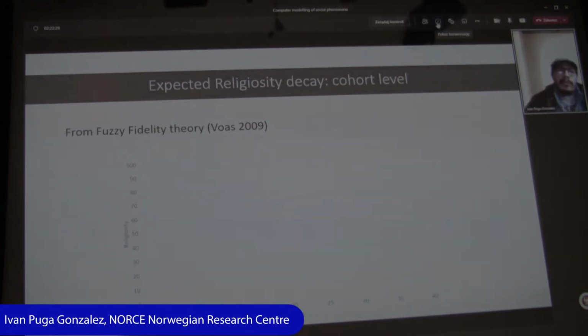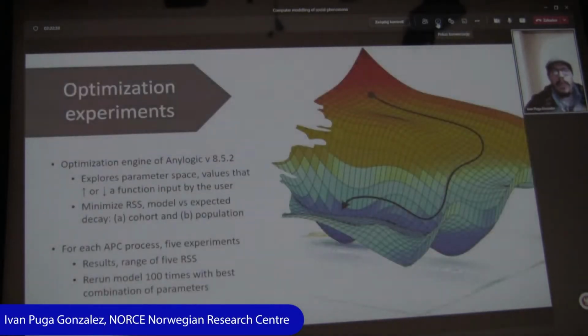And the way we do the optimization experiments is that we're using the optimization engine of AnyLogic. What this engine basically does is you have the parameter space, and then it starts sampling the values of this parameter space. And then we have an objective function, right? This function we give to the engine, and at the end of the simulation, it calculates a value that it can either minimize or maximize. In our case, we are looking at the residual sum of squares between the religiosity decay that is coming out of the model against the one that is expected, right? And as you might imagine, we're trying to minimize this because the lower the residual sum of squares, the better the fit of the model to the target decay curve, right?